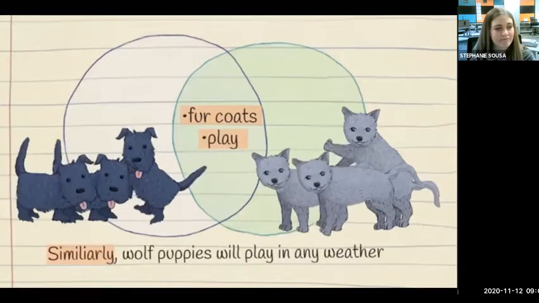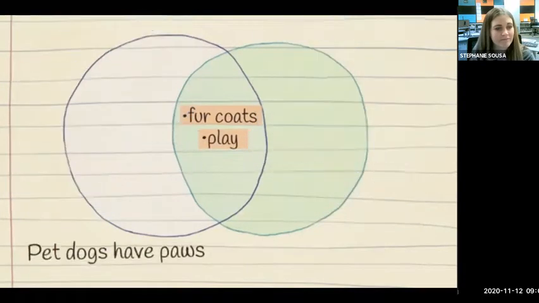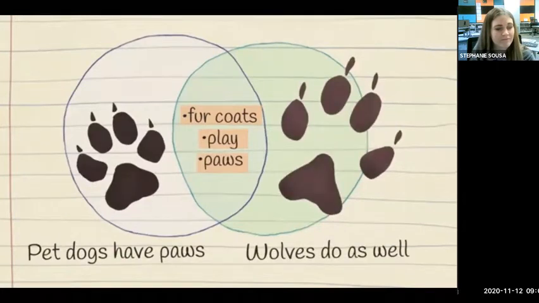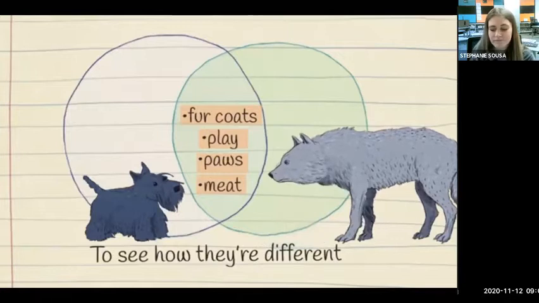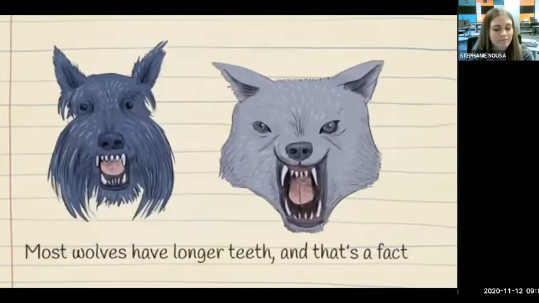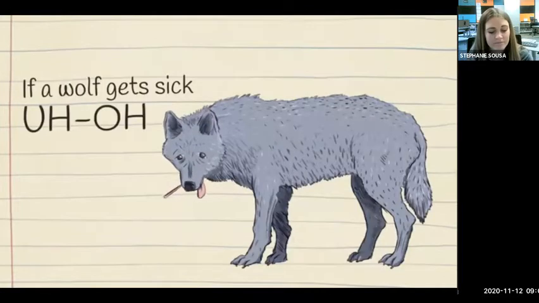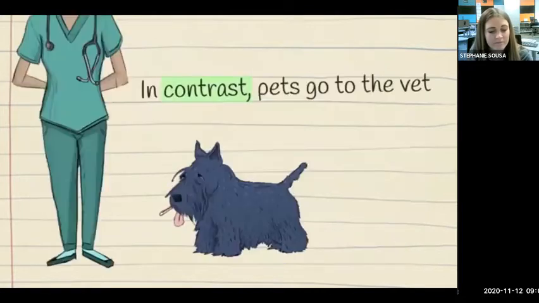Similarly, wolf puppies will play in any weather. Pet dogs have paws, wolves do as well. Likewise, they both will eat meat. Can you tell? To see how they're different, let's contrast. Most wolves have longer teeth, and that's a fact. If a wolf gets sick, there's no medicine. In contrast, pets go to the vet, they let them in.